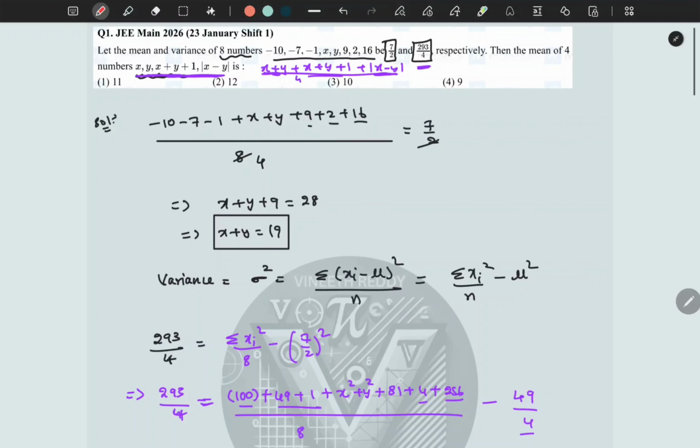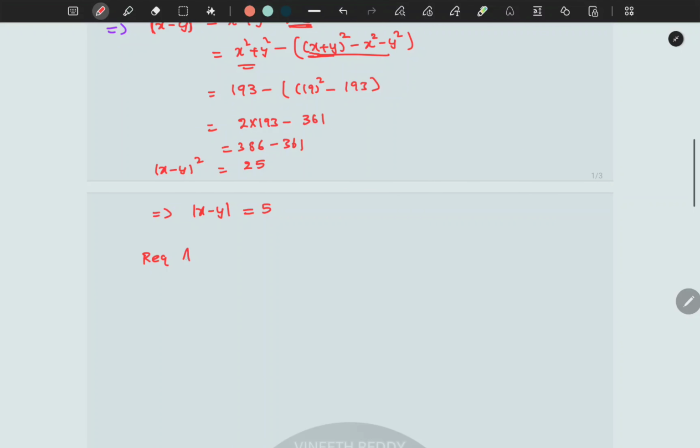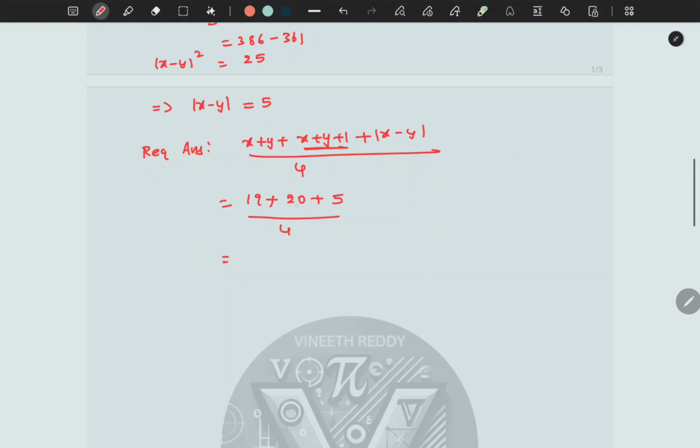That's it. So the mean of these four numbers, the required answer, will be x plus y plus x plus y plus 1 plus mod x minus y divided by 4. What is x plus y? That is 19. So x plus y plus 1 will be 19 plus 1, that is 20, and mod x minus y is 5. So we get 20 plus 5 is 25.